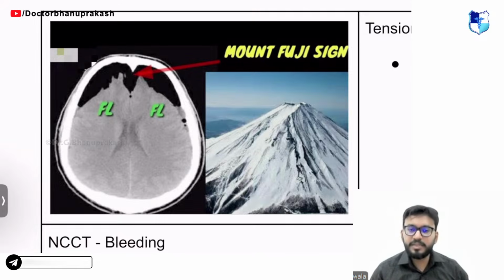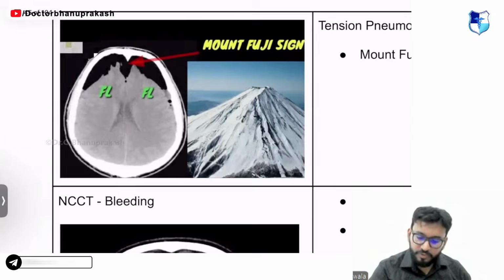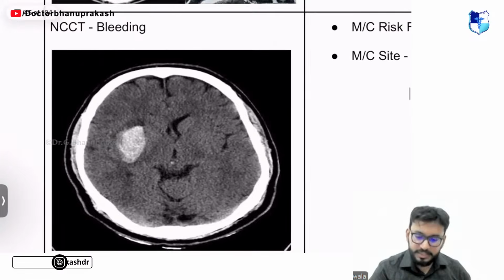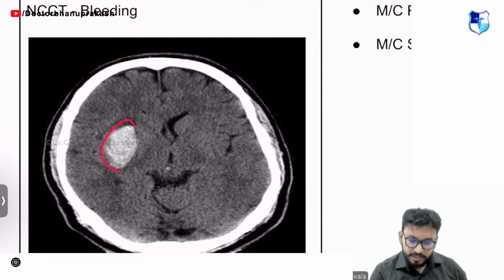Pneumo means air. Cephalus means in your brain, in your cranium. Pneumocephalus, again, air, best friend of CT scan. You will see tension pneumocephalus in Mount Fuji sign. Look at this, guys. What did I tell you? What is this? This is a CT scan.